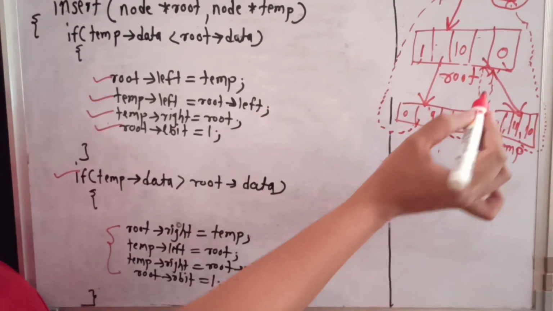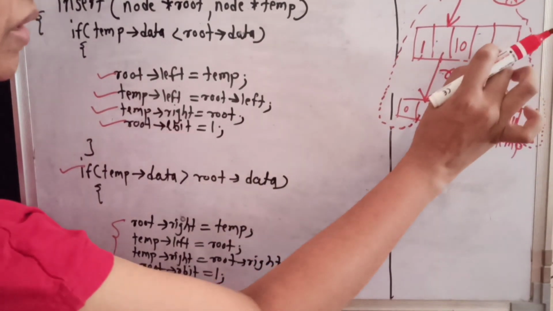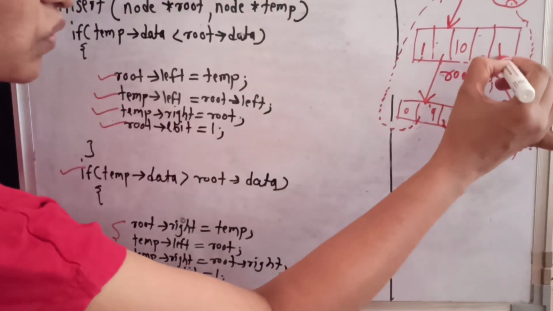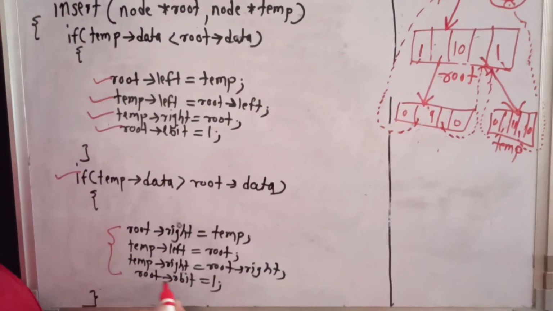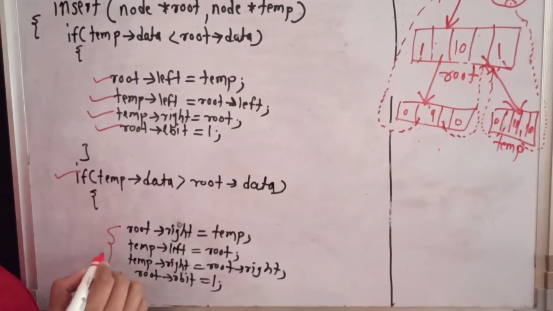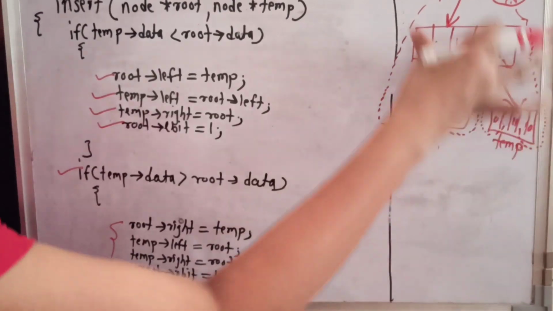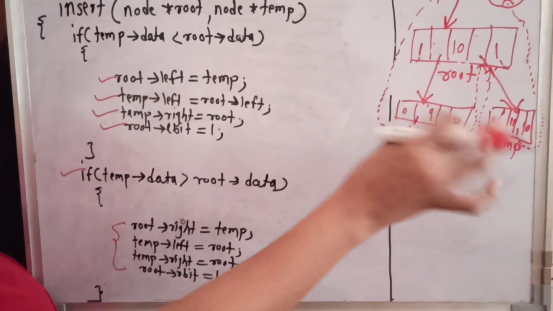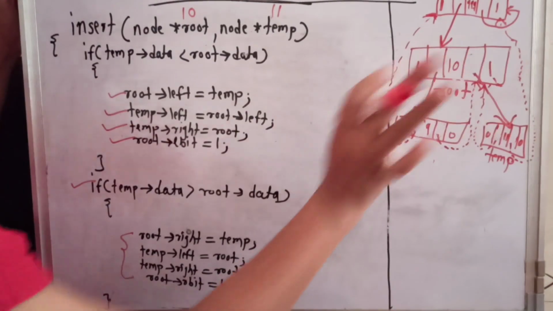And as we have attached this actual pointer here, we have to set root arbit to 1. So this is the statement: root arbit is equal to 1. In this way we can insert the thread into the right side also. We can insert the child in the right side also.